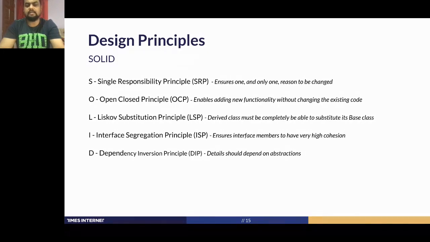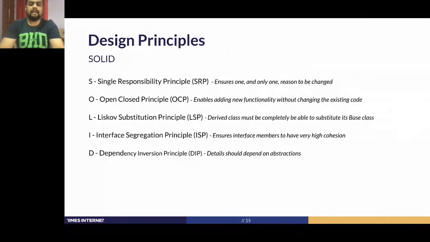We'll look into the examples later on. Third, Liskov substitution principle. Simple as that, a derived class must be completely able to substitute its base class. So if you have a class that is derived from a particular parent, that child can replace the parent entirely, not partially. This is what the Liskov substitution principle suggests.